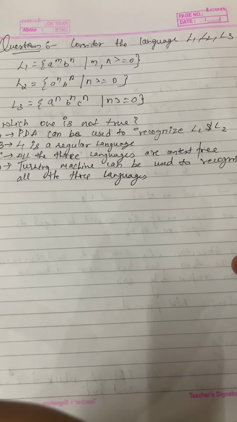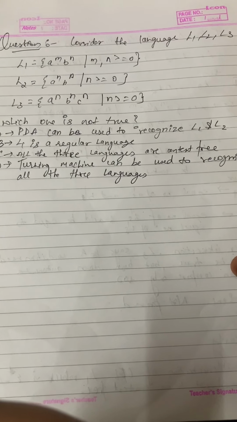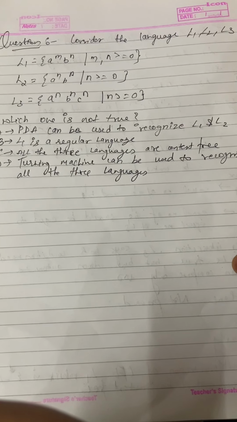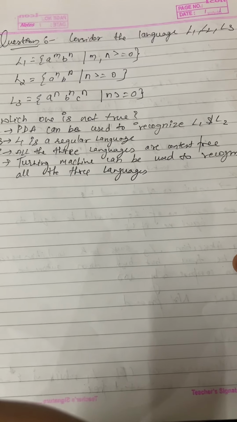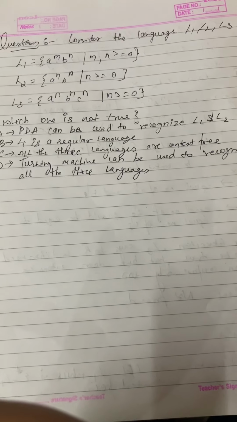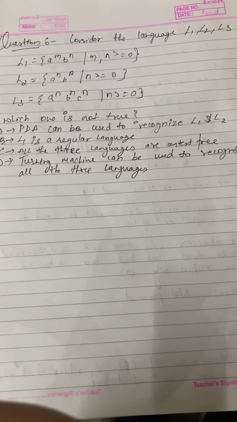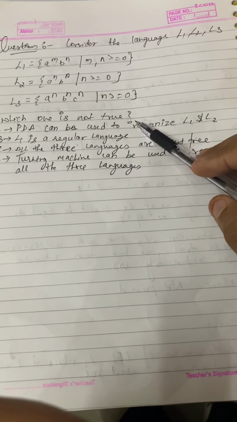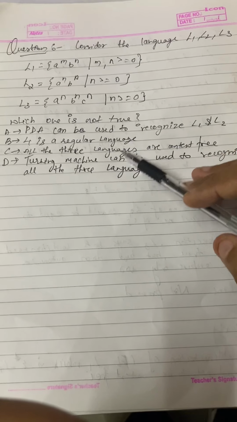L1 is A to the power m, B to the power n, where m, n are greater than 0. Similarly L2 is A to the power n, B to the power n. L3 is A to the power n, B to the power n, C to the power n. So the query is to find which one is not true. These are the four options.